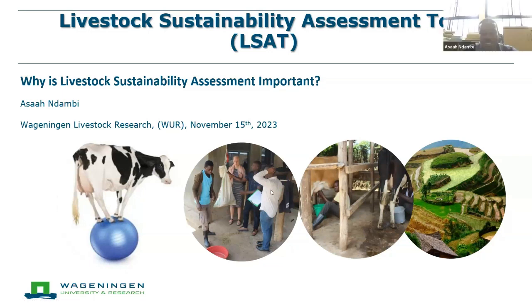I'm Asa, and we've worked on this tool, and as Marco explained, we started with dairy, but we also expanded into other livestock components. I am a researcher based in Nairobi, in Kenya, but I also do research in the East African countries, so Uganda, Ethiopia, and Tanzania, and sometimes Burundi and Rwanda.